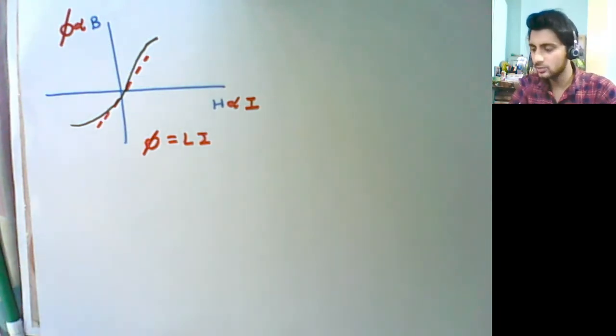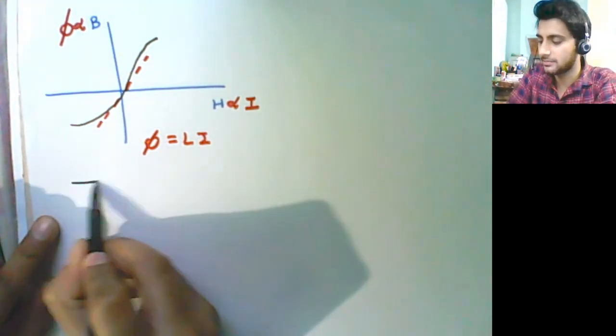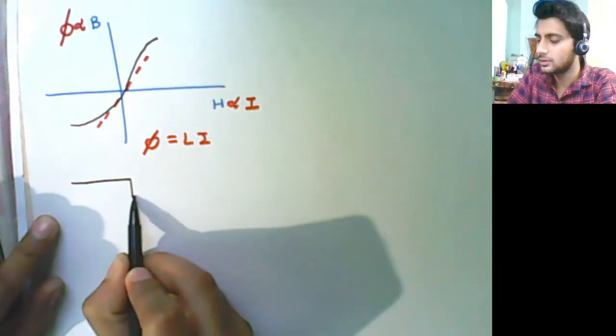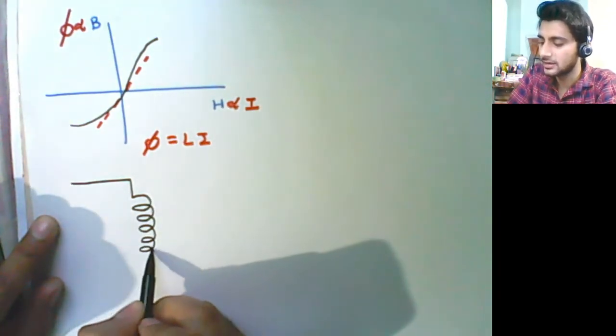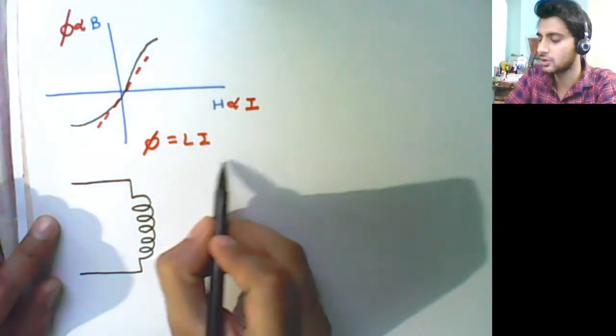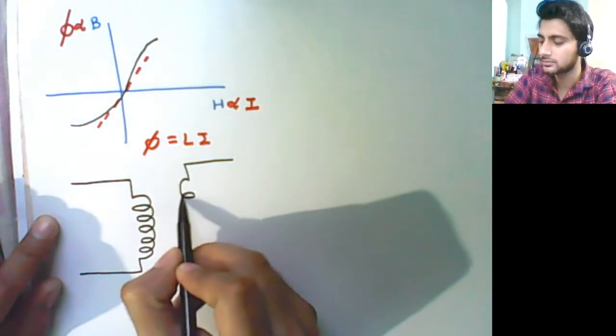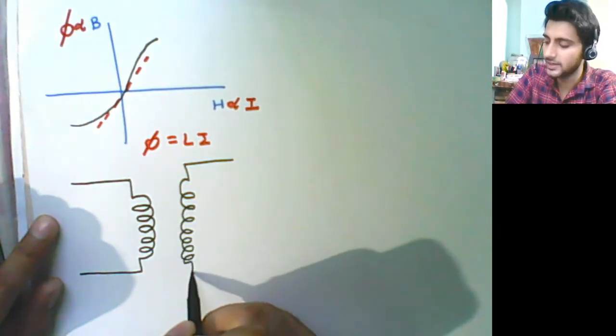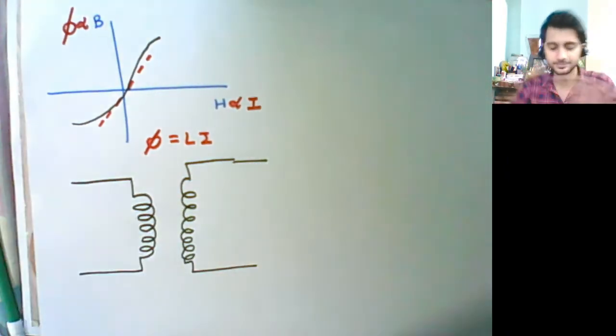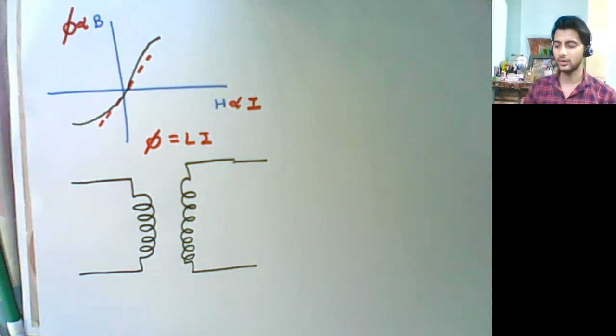Okay, I will tell you why these mutual inductances are important. Consider two coils placed near each other. This is coil 1, this is coil 2, let's say. Okay, so we have coil 1 and we have coil 2.